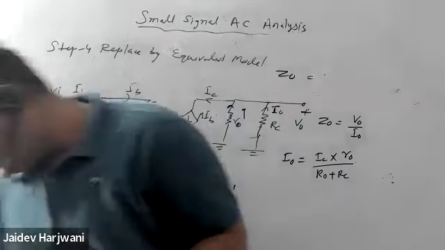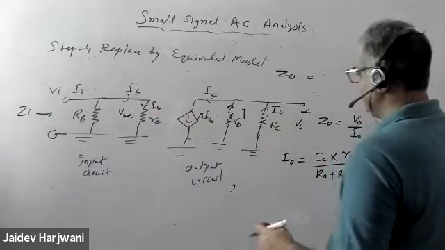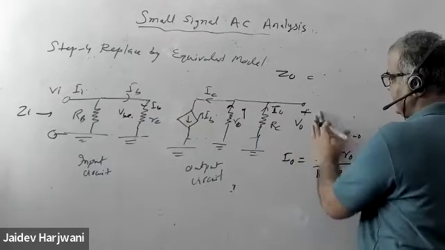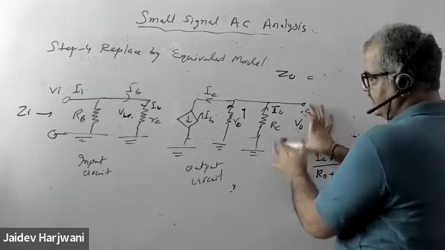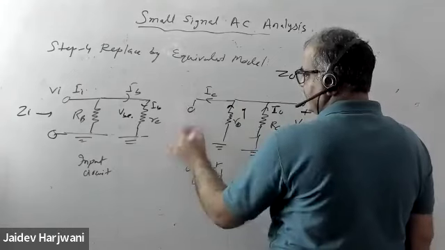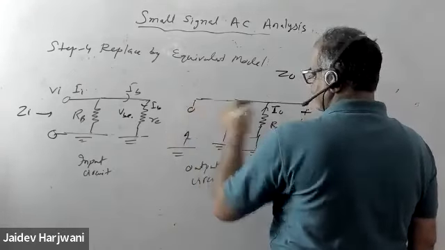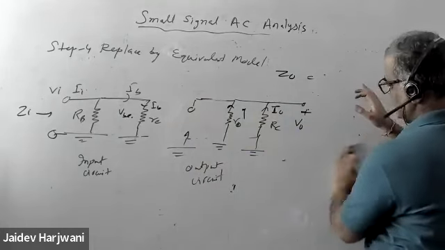Okay, I forgot to tell you how to calculate the output impedance. Whenever I want the impedance across this terminal, I need to make the other sources shut down. So I need to make this current source open. I forgot. Now the input impedance.